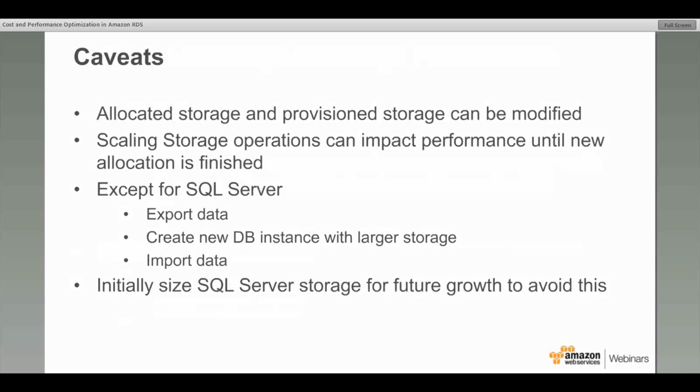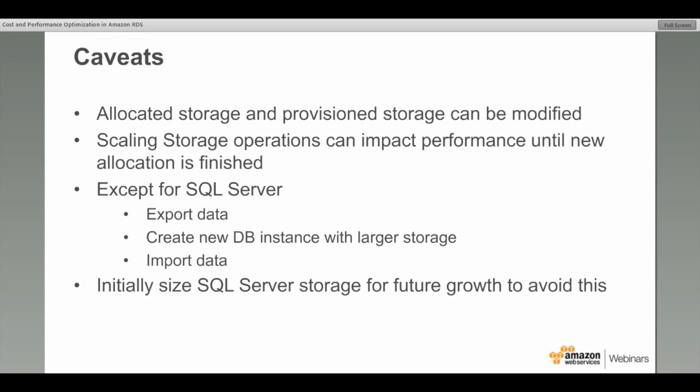So a couple of caveats for the storage. Just remember that you can dynamically change the amount of database storage allocated for both provisioned IOPS as well as the general purpose storage. And what this means, as I mentioned in terms of instance selection previously, is that if I go from one instance class to another, a restart of the database is required to make that change. That is not the case with increasing my storage.